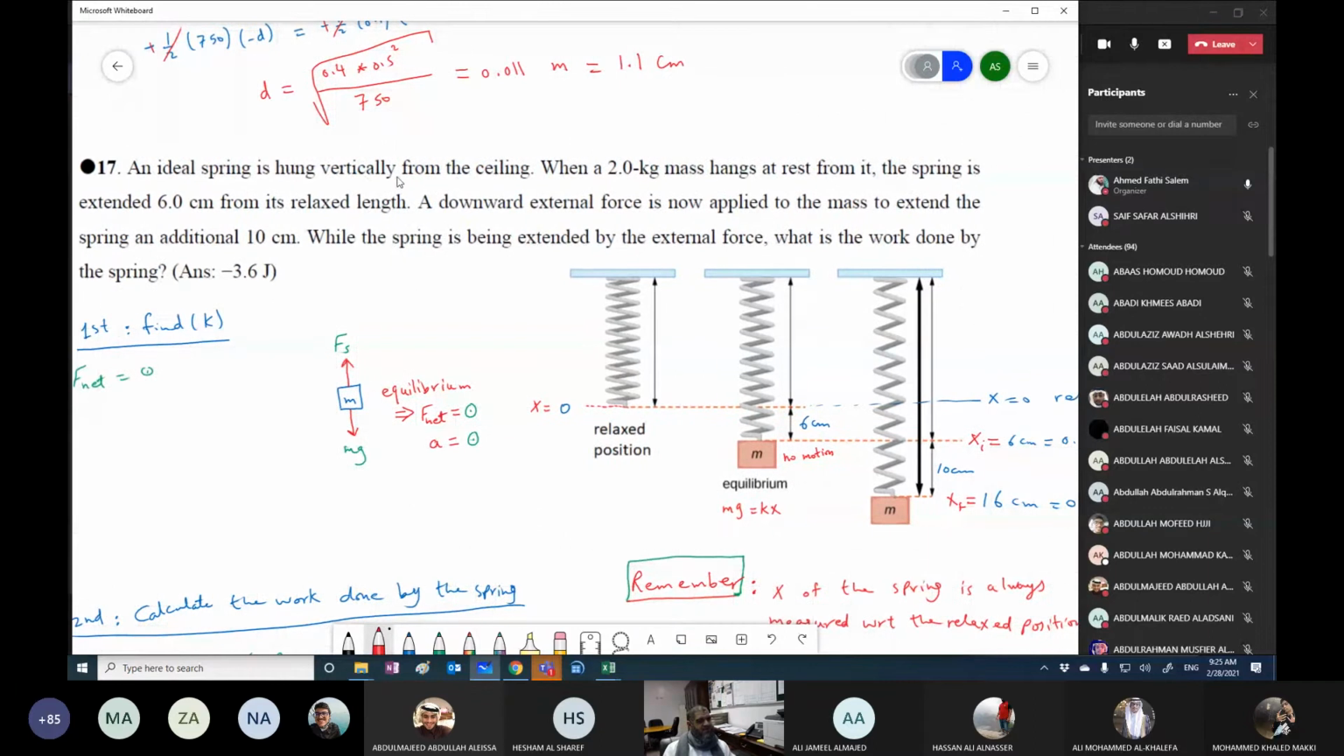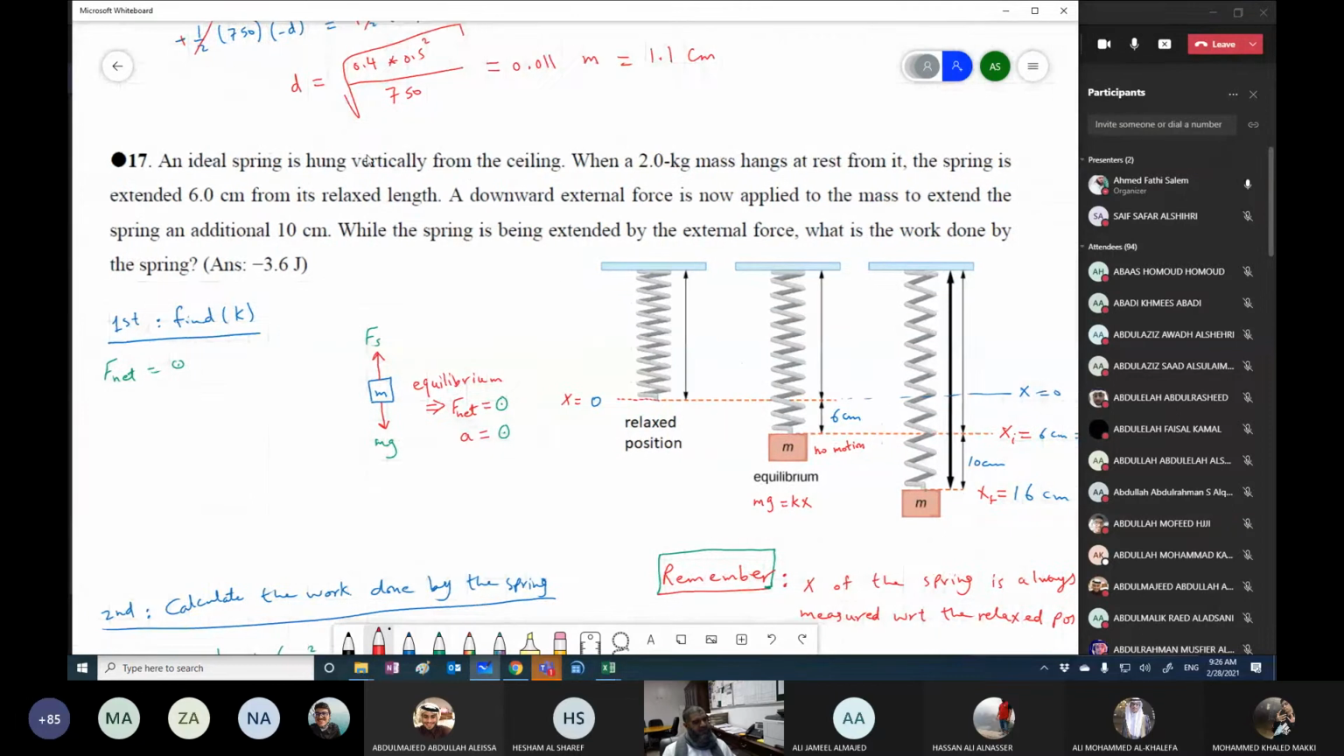An ideal spring is hung vertically from the ceiling. When a 2 kilogram mass hangs at rest from it, the spring is extended 6 centimeters from its relaxed position. A downward external force is now applied to the mass to extend the spring an additional 10 centimeters. While the spring is being extended by the external force, what is the work done by the spring? We want to know how much work is done by the spring.